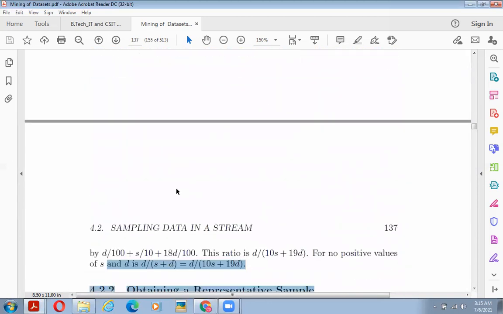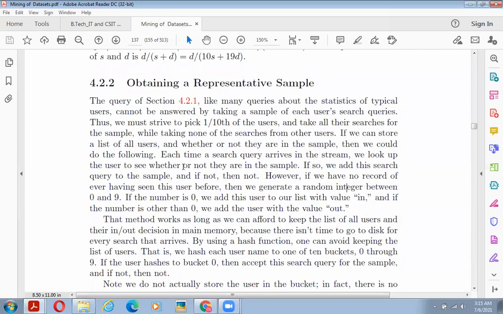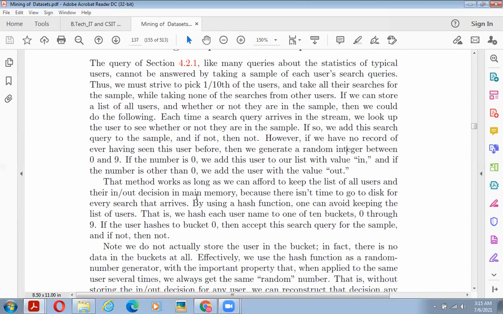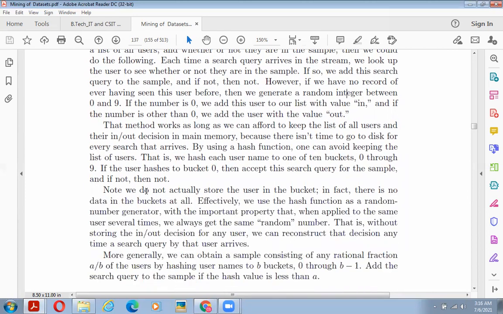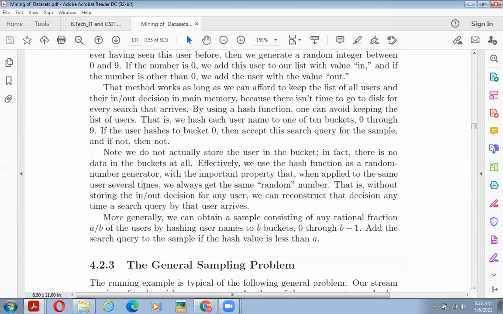What is it saying? This particular explanation is helping us to derive that we are taking a 1 by 10th sample of users. We will have a bucket of 0 to 9. So when a new user comes into the system, we will give it the 0 space, and it will be in the memory, and other random numbers will be denoted as out.